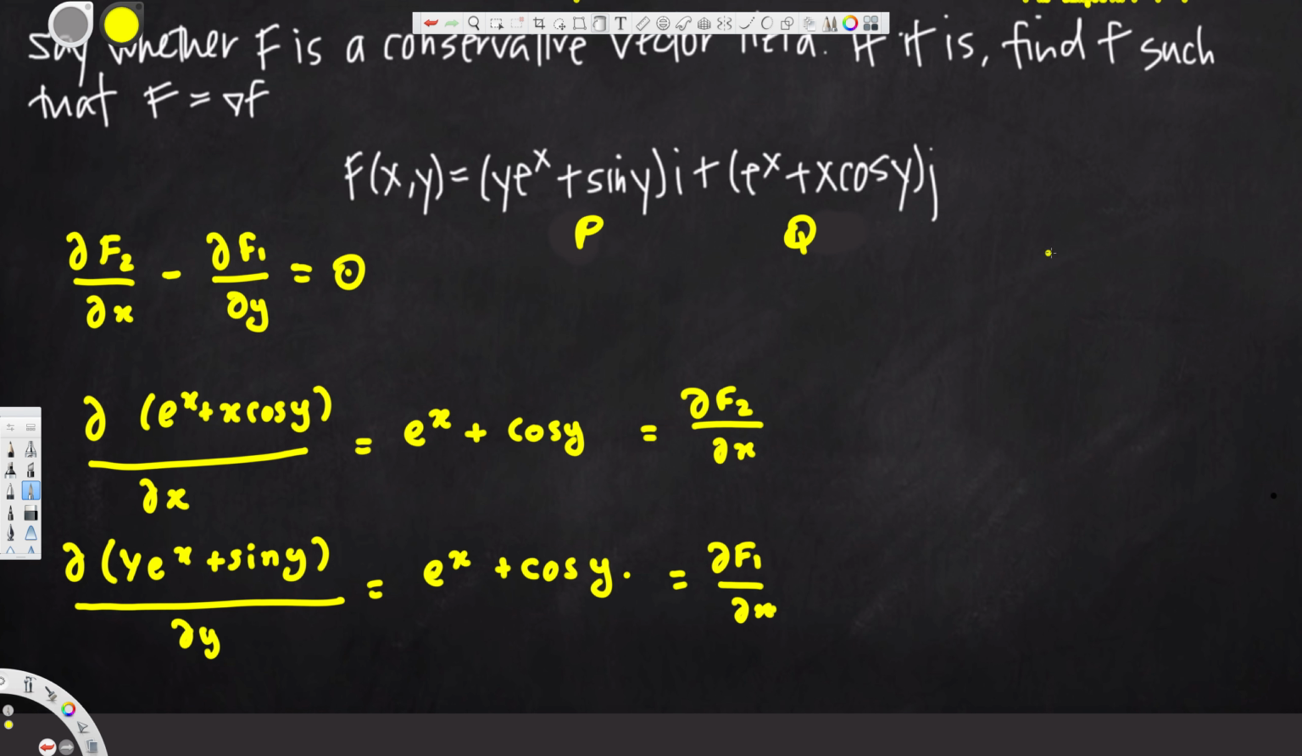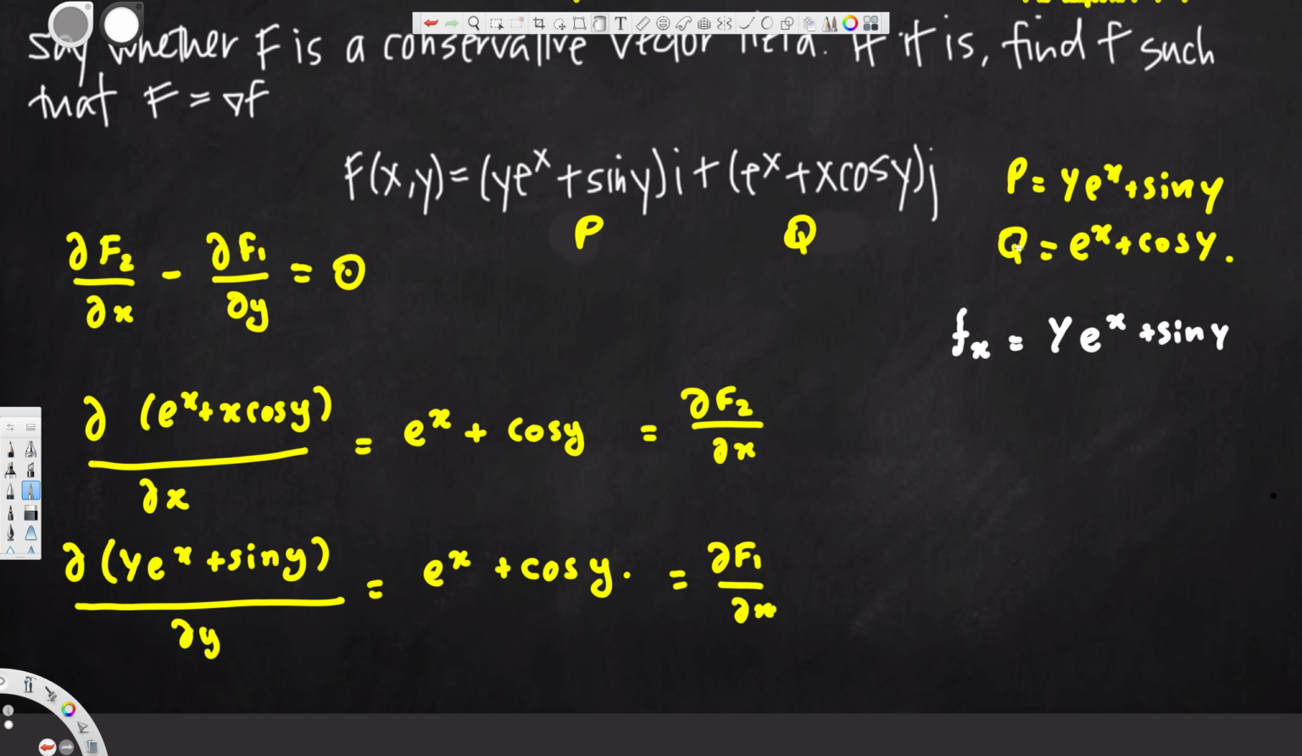Now, this is our P function, y e^x plus sin y, and the Q function is e^x plus cos y. We are going to equate this P function to the partial derivative of small f with respect to x, so that is y e^x plus sin y. Then we equate the Q function to the partial derivative of small f with respect to y, so that is e^x plus cos y.